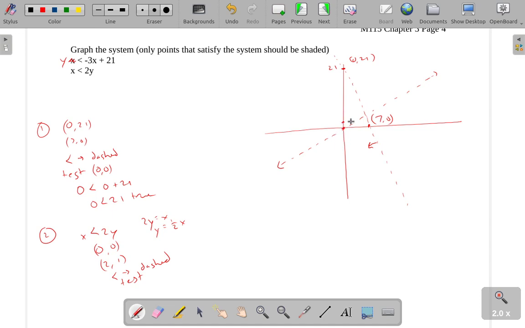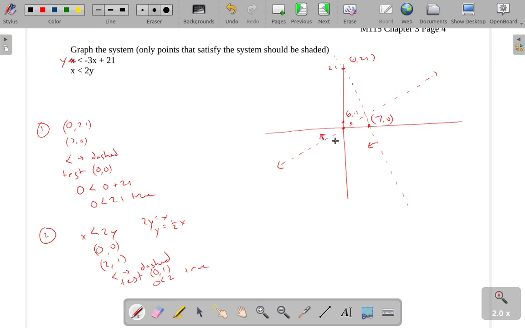And so I'm just going to bump myself up to test the point (0, 1), because that's not on the line. I know the origin is on the line. If I go directly up, I'm not going to remain on the line. So I'll test the point (0, 1). With the original inequality here, this gives me 0 is less than 2, which is true. Which means the point that I tested, (0, 1), satisfies the inequality. So that means I would want to shade above that line.